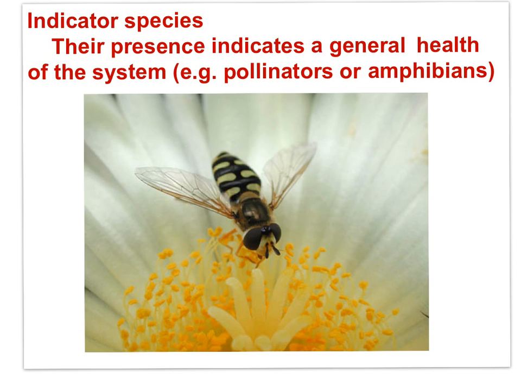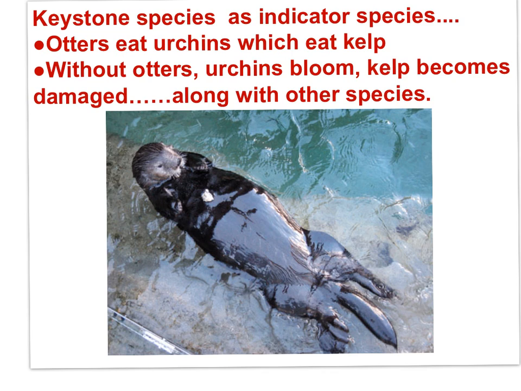Indicator species might be species with an important role in the system, like a pollinator or a keystone species, or it might be a species particularly sensitive to environmental change. This is true of amphibians. Otters are keystone species, and their presence would be an indication of a healthy ecosystem. Their presence maintains a balance and a system of high diversity. Without otters, urchins bloom, kelp becomes damaged, diversity declines.